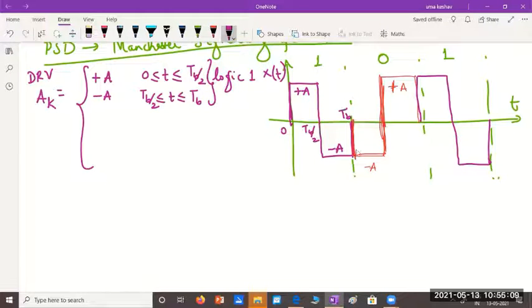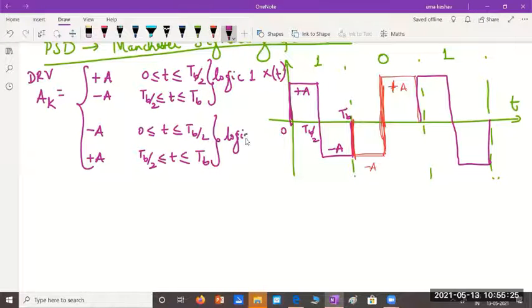Similarly, when it is logic 0, it will take the value minus A in the interval 0 to TB by 2 and plus A in the interval TB by 2 to TB for a logic 0. Okay, we'll call this equation 1. The first part of our definition is this. I hope this is clear. We have written so many times till now. So the first part of our job is done, that is defining the discrete random variable AK.